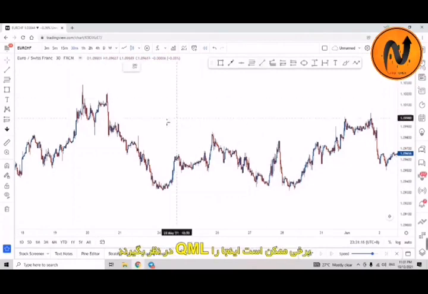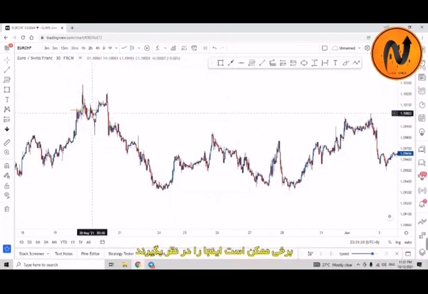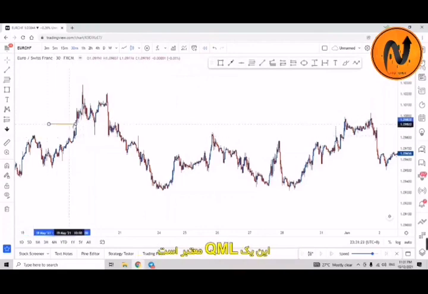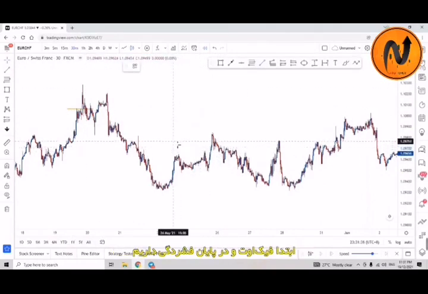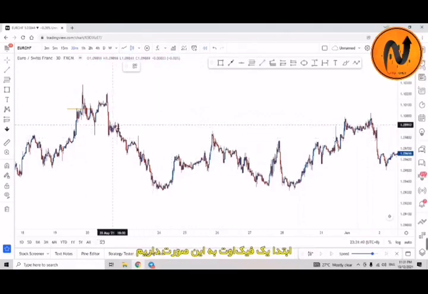Of course, some people might label your QML over here, some people might label it over here. It does not matter. So this is a very valid QML. However, you can see that the price is making a lot of price action, such as a lot of fake out, and then compression in the end. First of all, we have a fake out something like this.